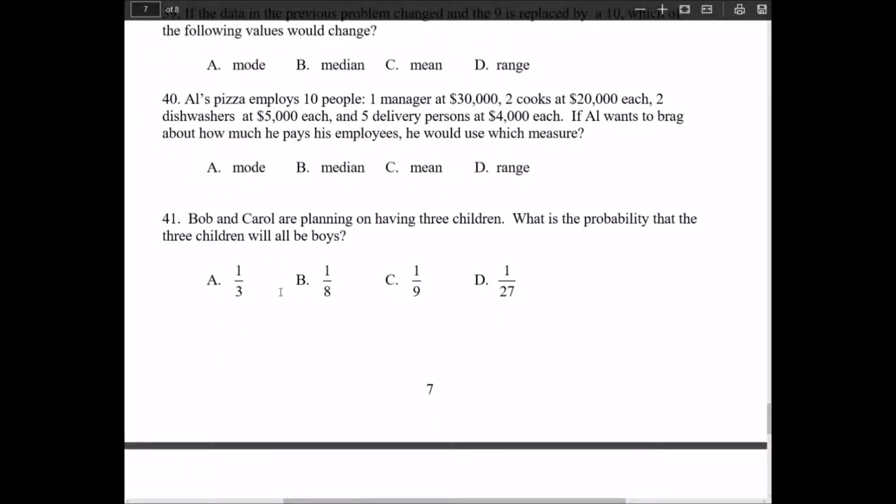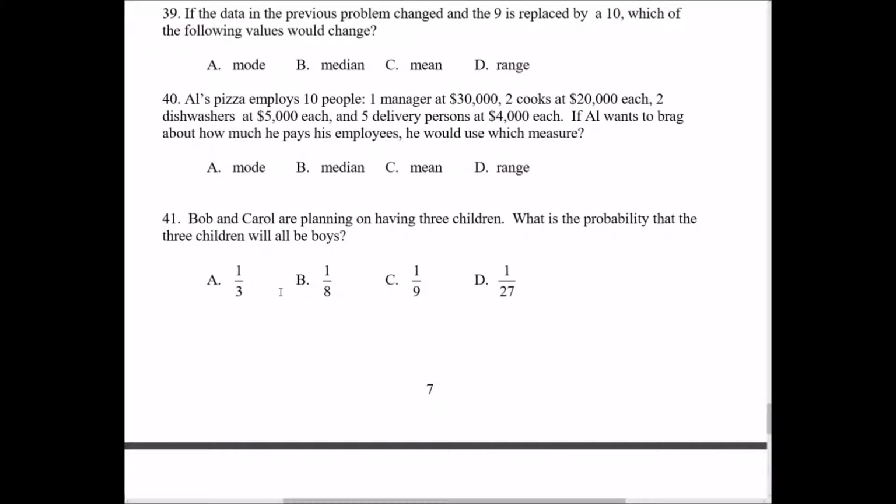So Bob and Carol are planning on having 3 children. What is the probability that the 3 children will all be boys? Oh, well, I will tell you that my parents ended up with 4 boys, so it's going to be even one step further than this, but let's switch over and do it.